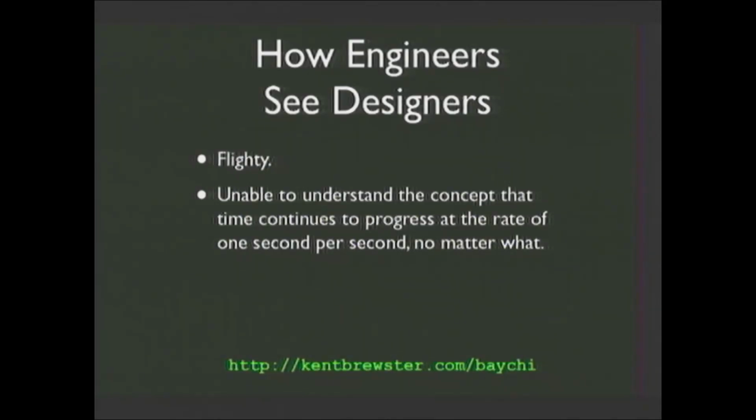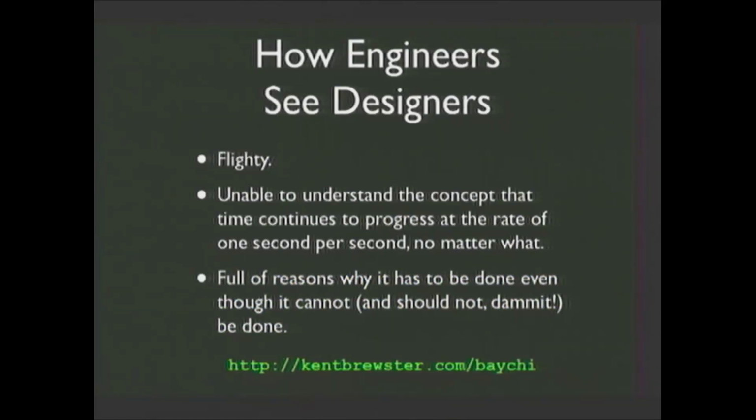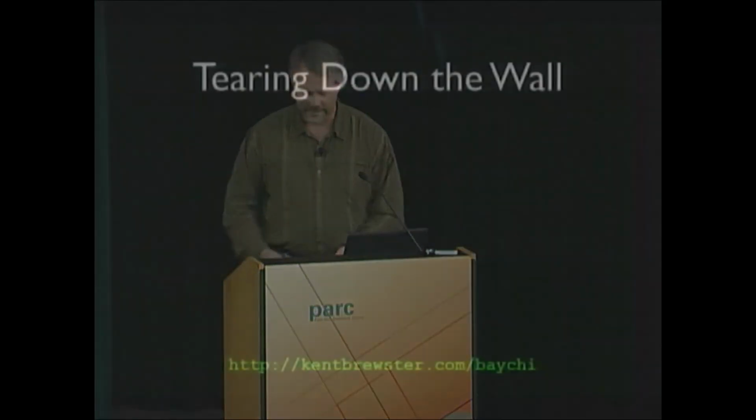No, we have no idea where it is. And all that deadline, all that time comes out of your time at the end. Because the guy at the end, the front-end engineer, is the last guy who touches the code. And of course, full of reasons why it has to be done, even though it can't be done. And should not, damn it, be done. So, words about tearing down the wall.